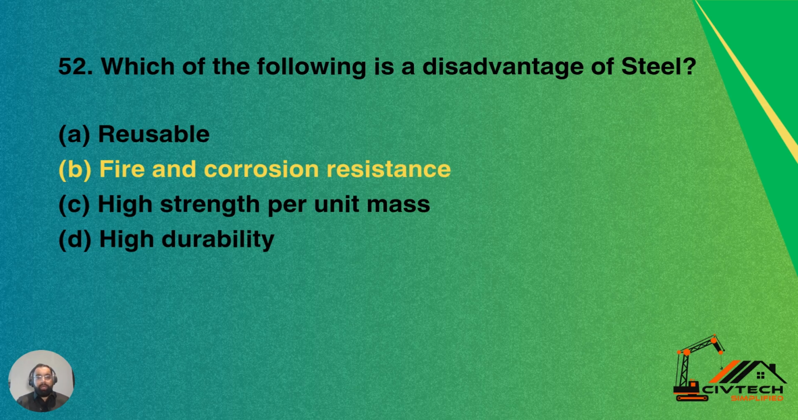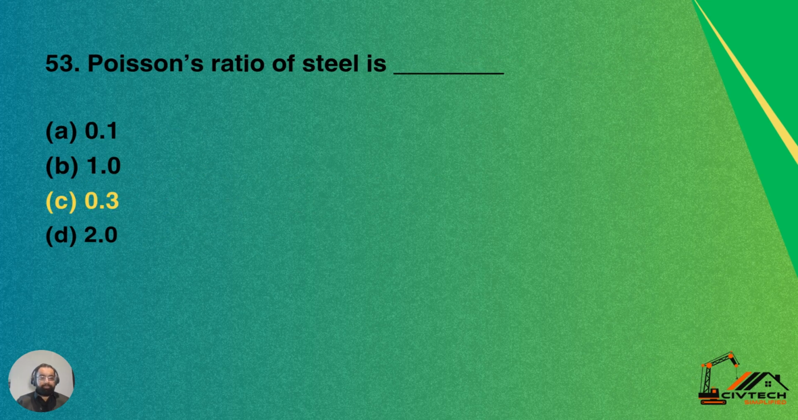52. Which of the following is a disadvantage of steel? Option A, reusable. Option B, fire and corrosion resistance. Option C, high strength per unit mass. Option D, high durability. So as a disadvantage, the other three are advantages, but B is the disadvantage. Steel is weak in fire and corrosion resistance, so it's a disadvantage for the steel. Option B is the correct answer for this question.